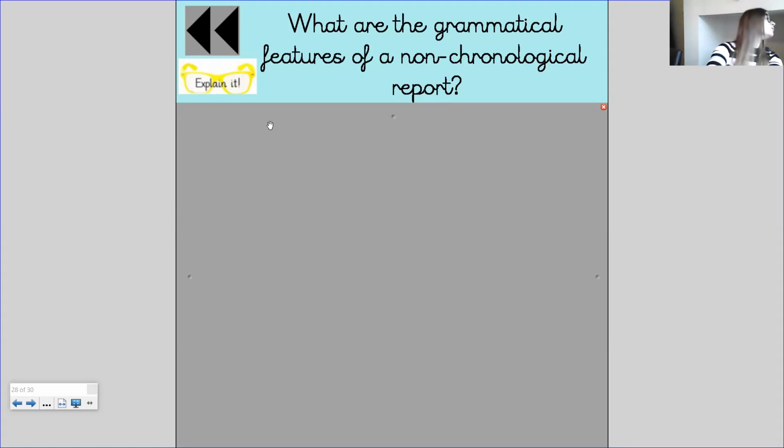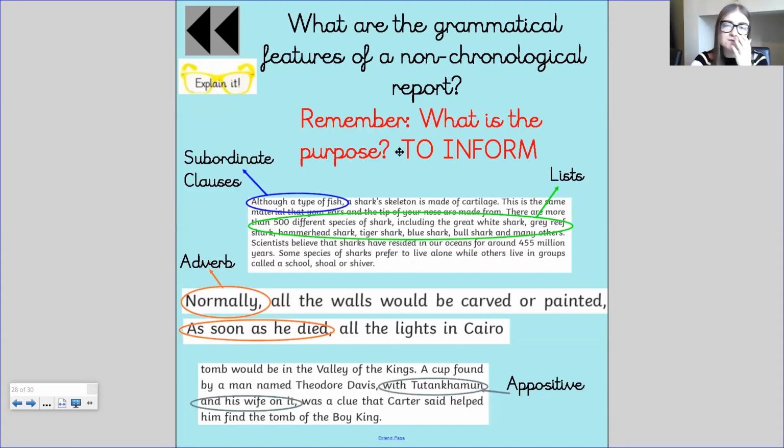In a non-chronological report, we have lots. So we need to remember that the purpose of a non-chronological report is to inform the reader. So we are giving them information. We are the expert and we are giving them information. So we need lots of things to do with giving information. The main Rainbow Grammar that I think of when I think of giving extra information are subordinate clauses and appositives.